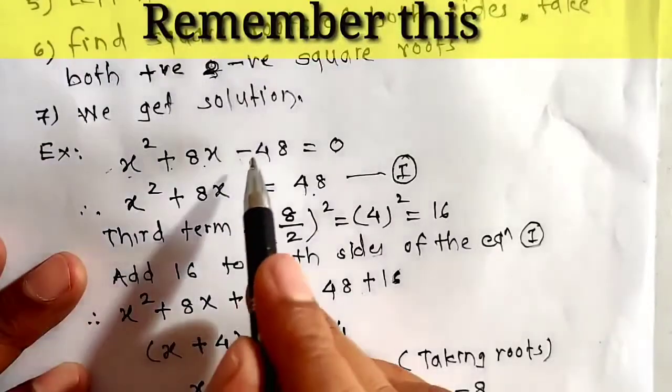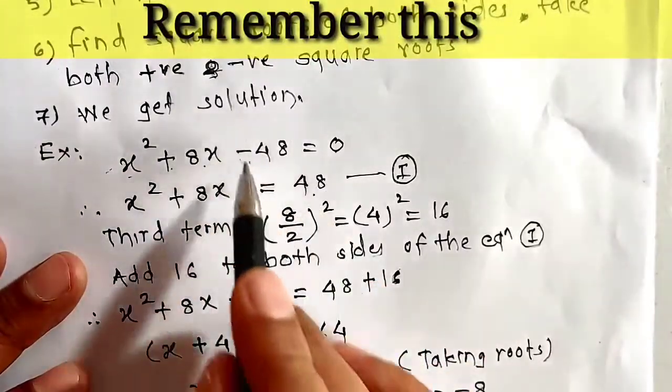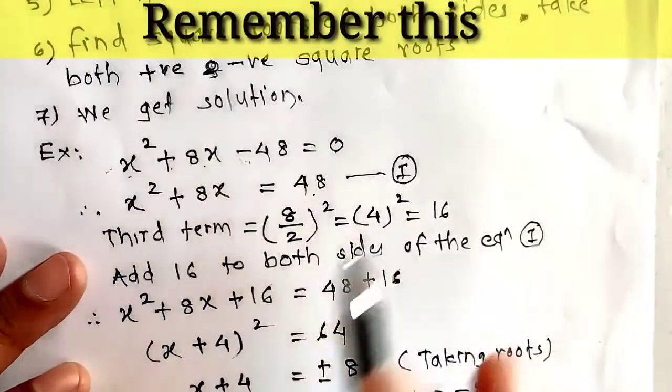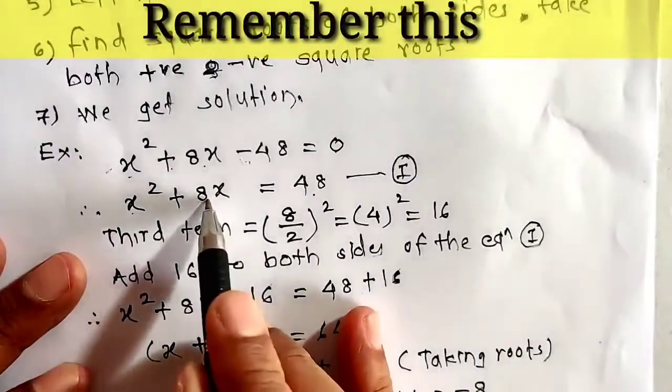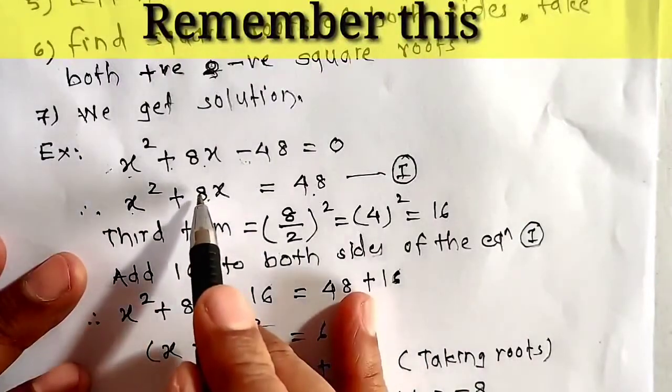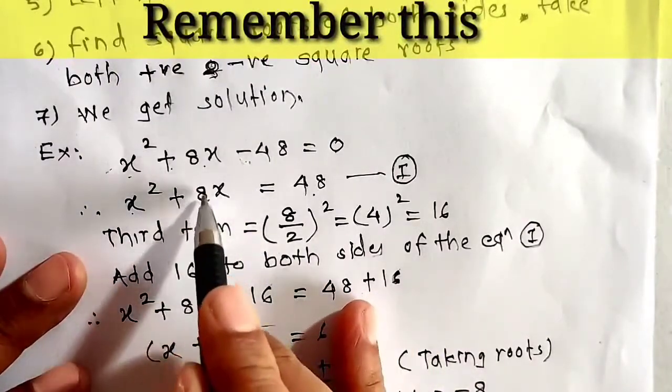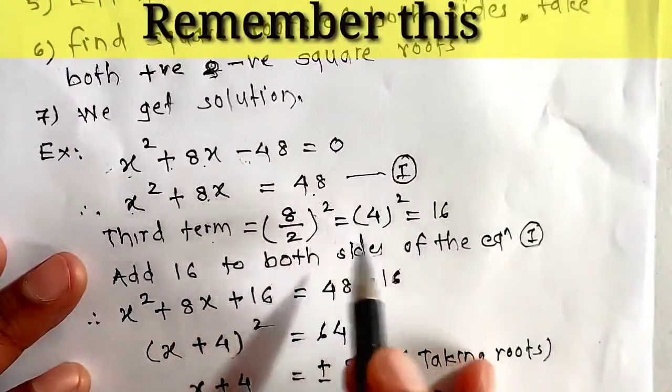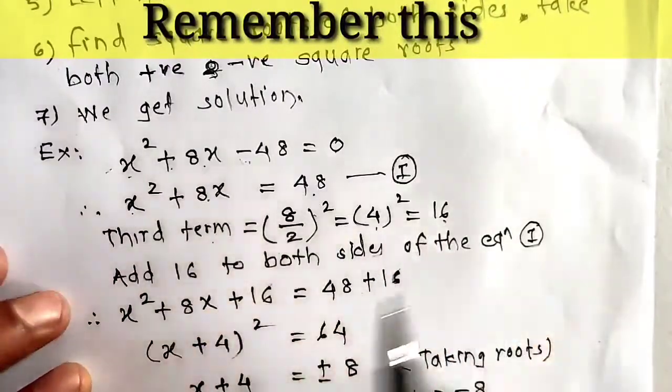Second thing, write the constant term to the right hand side, and change its sign. Let it be equation 1. So here we get the first term and the second term. We have to find the third term. The third term is equal to (b by 2) whole square. Here b means 8, so (8 by 2) whole square is equal to 4 square, which means 16.